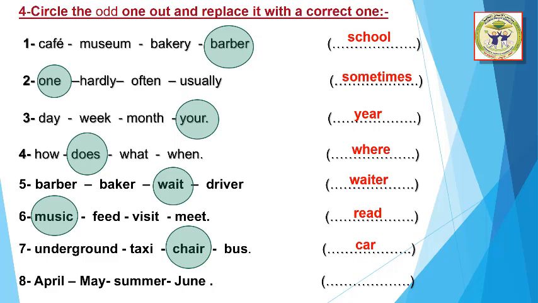Number 8, April, May, summer, June. The odd word here is summer, because summer is a season of the year, but the other words are months of the year, so you replace it with any month of the year like August.